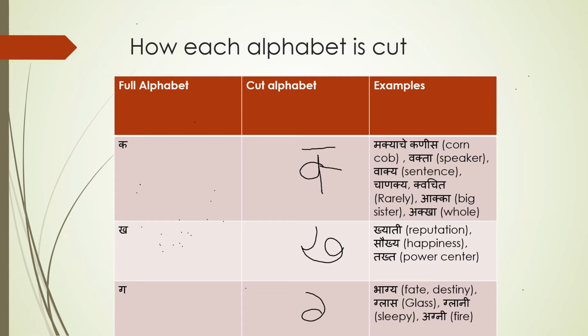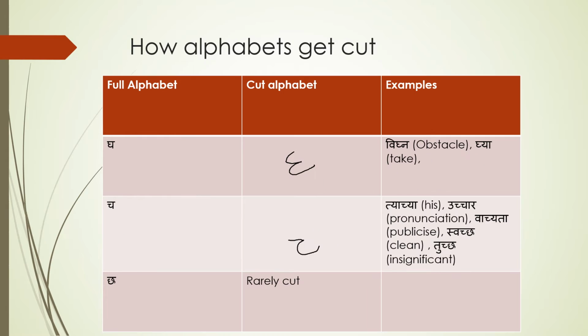Then comes G. Again here the standing line that comes along with G is missing. So here's an indication that G will be pronounced either half or in short. A few examples: Bhagya, glass, glani, agni. Then we have Gh. Here again the standing line is missing. An example: Vighna or Ghya.